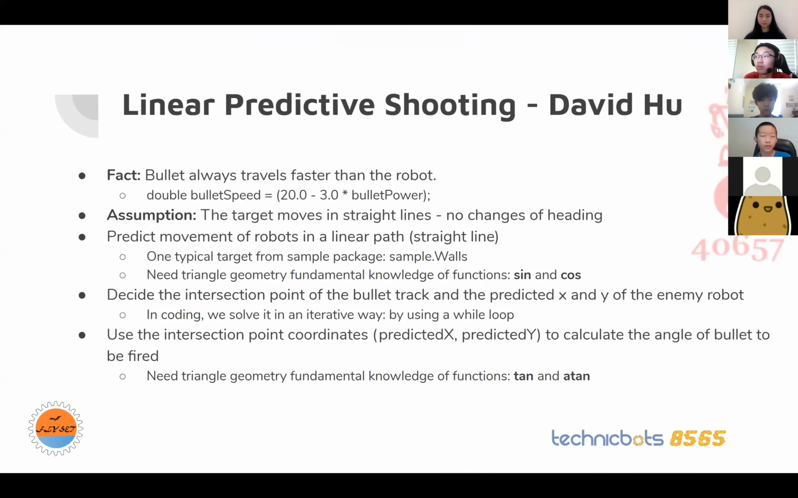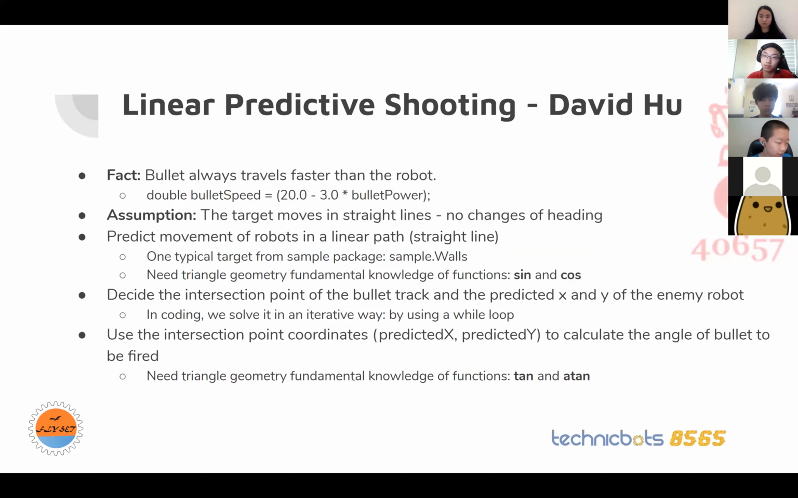We can calculate the bullet speed by using this formula: 20 minus 3 times the bullet power. That basically means the heavier bullets travel slower and the lighter bullets travel faster. The next thing we're assuming is that the target is moving in straight lines with no change of heading. With that, we have 3 steps to do linear predictive shooting.